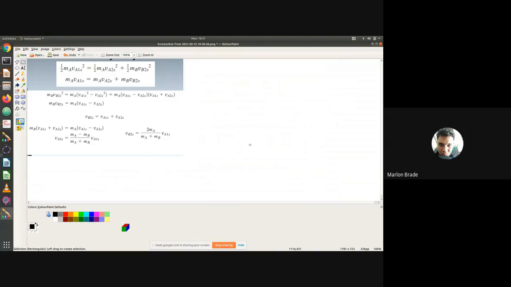In this case, consider an object. This object will be A, the bigger one, and this one is B. B is initially at rest, and A is moving to the right with a certain velocity VA1x.